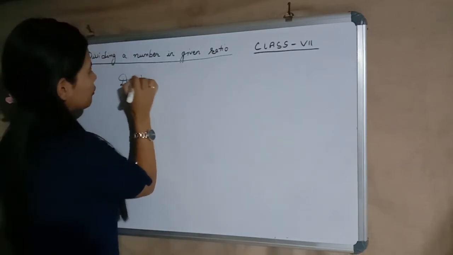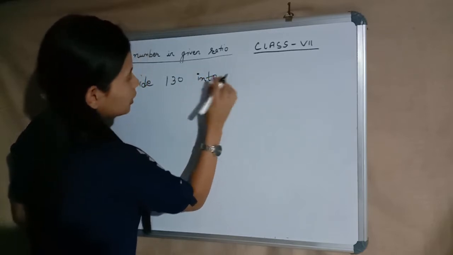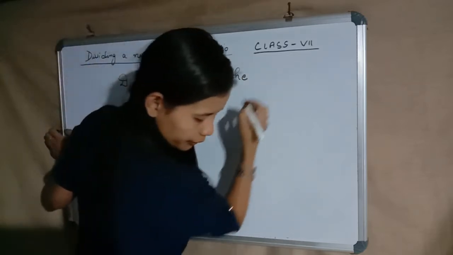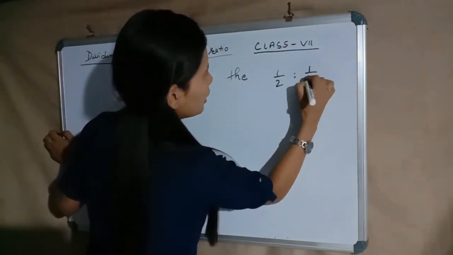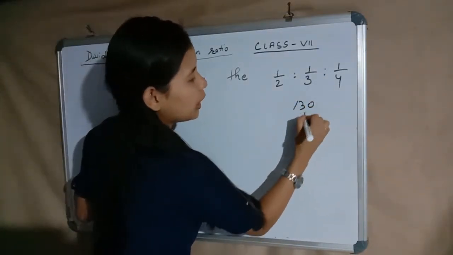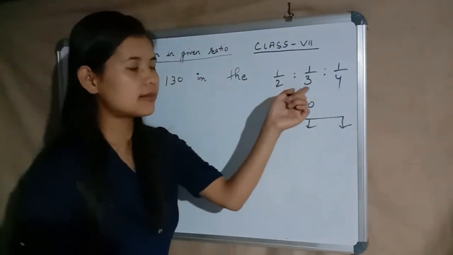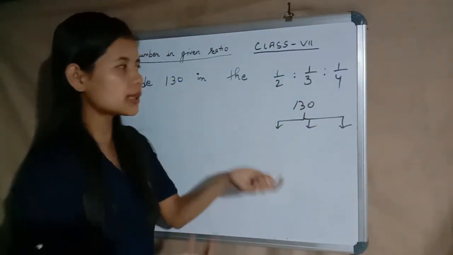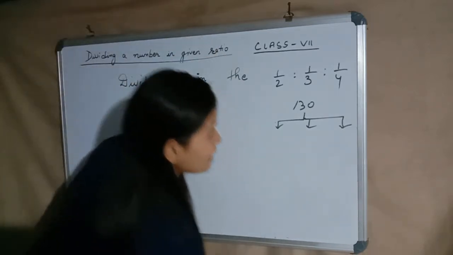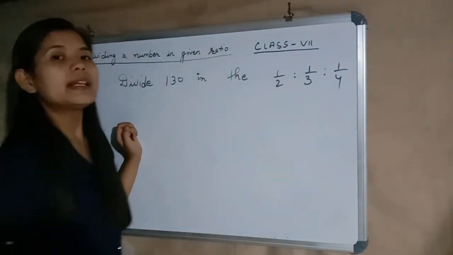So I want to divide the number 130 in the ratio 1 by 2 is to 1 by 3 is to 1 by 4, meaning I want to divide this number 130 into three parts in the ratio given as this. So I want to know what is the first part, what is the second part, and what is the third part. As I said earlier, the ratio should always be in the simplest form.